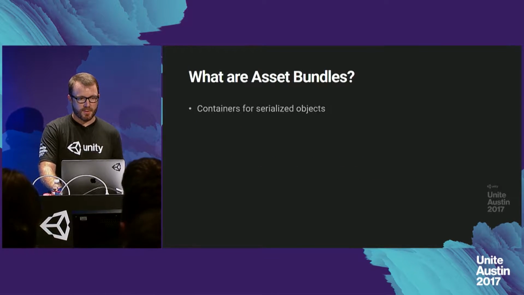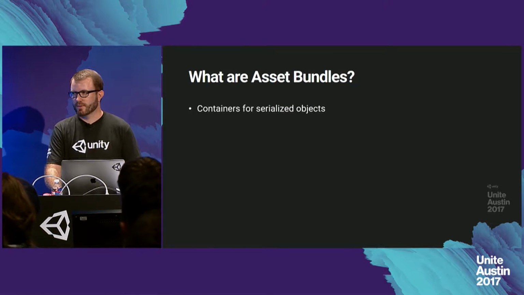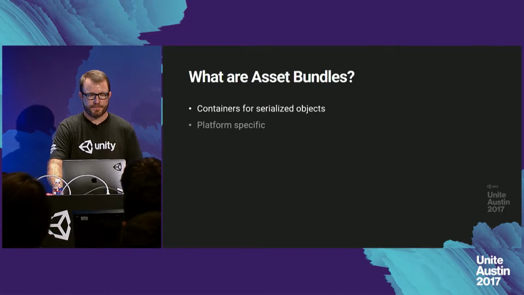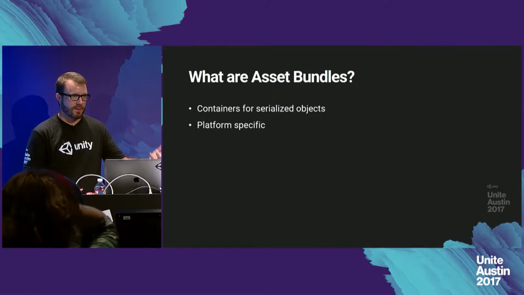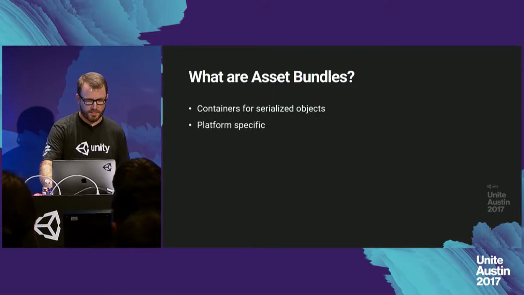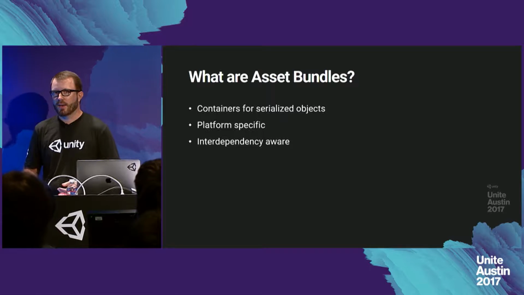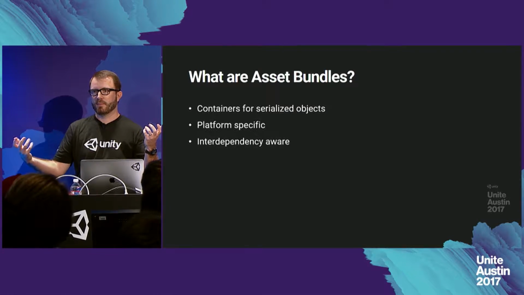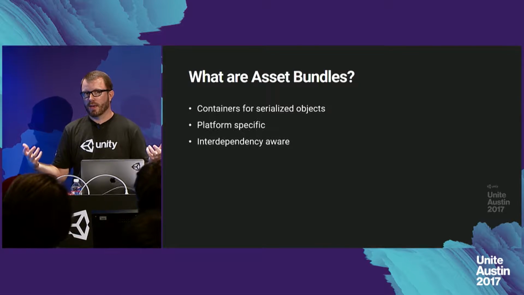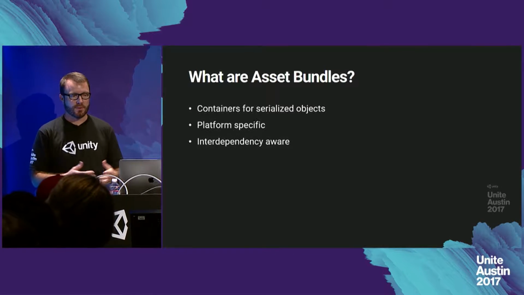So what are asset bundles? Again, I'm going to go pretty quickly because most of you are probably aware. Basically, it's a container for serialized objects, just like a zip file. These are platform specific, so if you create a bundle for one platform, you will have to then probably recreate it for another platform. They are interdependency aware, and what I mean by that is if you have an asset in bundle A that's dependent on an asset in bundle B, the bundles are aware of that, and you can use that data at runtime to make sure you load both bundles or load whatever it is you need.